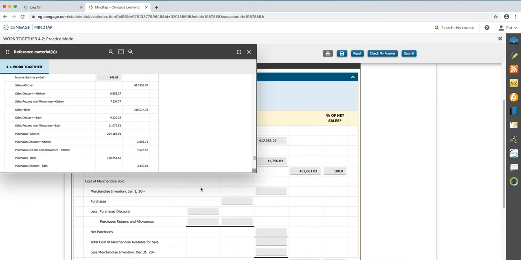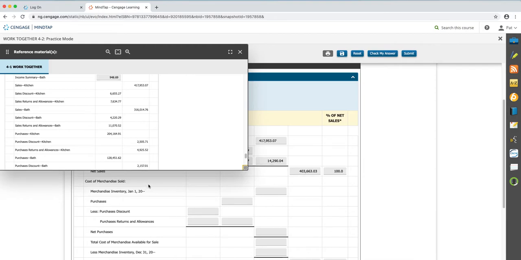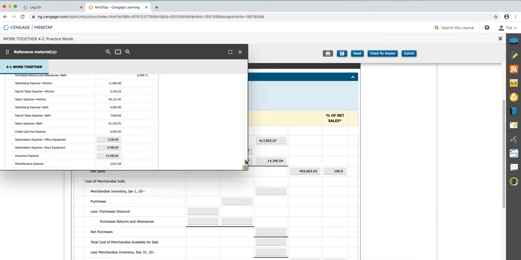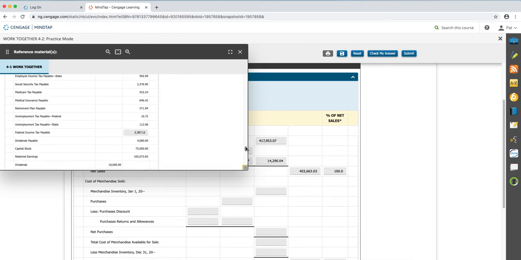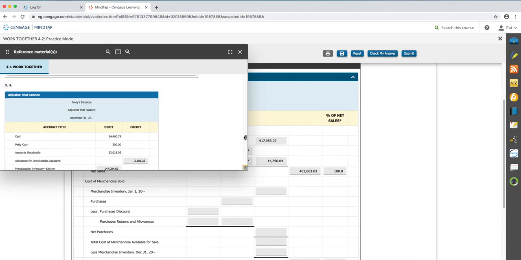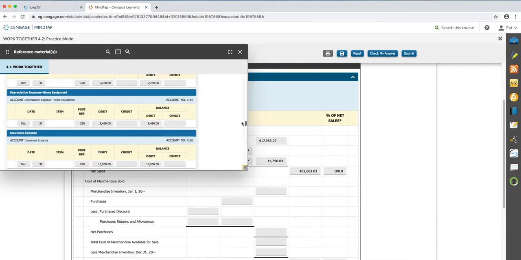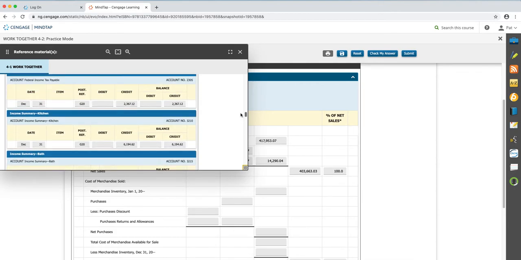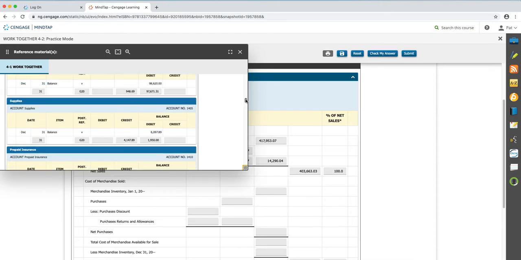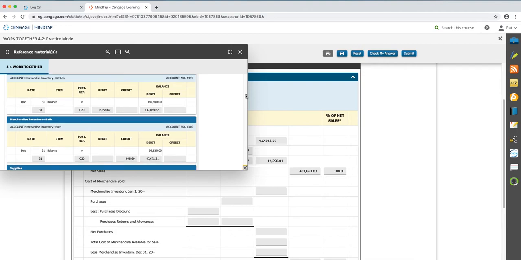All right. So now we got to figure out the cost of merchandise sold. And cost of merchandise sold is from our, where do we get that again? Let's see. I can't remember where we got it. Oh, this is from our ledger. Cost of merchandise sold, kitchen, merchandise. Sorry, we'll get there. So many screens.